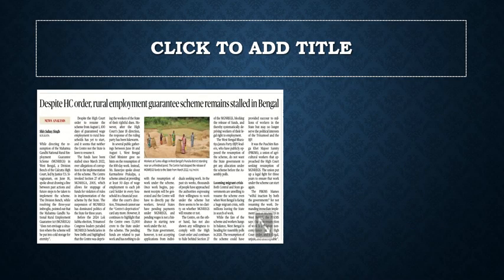The article is about how, despite a High Court order, the rural employment guarantee scheme remains stalled in Bengal. This article, the situation in West Bengal and the Centre with respect to MGNREGA, is the best example you can cite when cooperative federalism is at risk. When the state and the Centre are not ready to cooperate with each other, eventually it is the poor people who get affected.